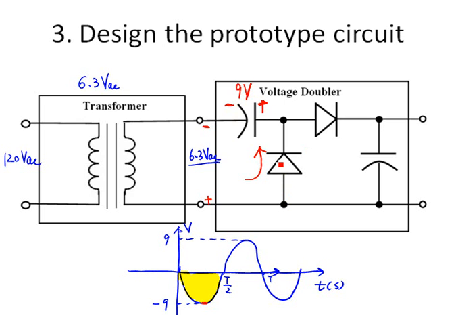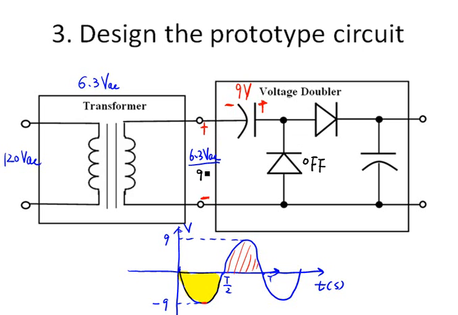This diode is on. Let's look at the positive half of the period. So the positive terminal should be on the top. Here's negative. So right now the capacitor has been charged to 9 volts, and this diode should be off. So here's off.